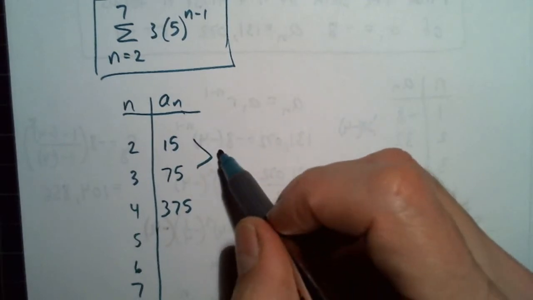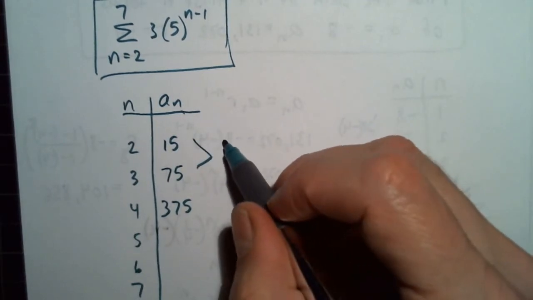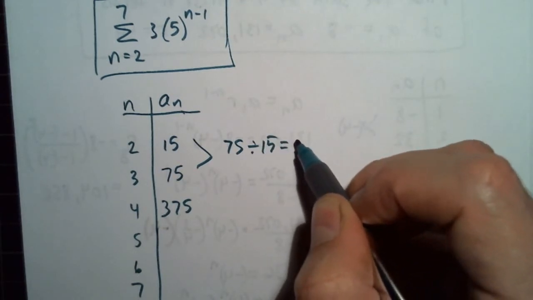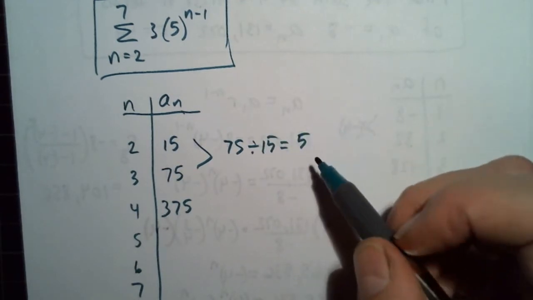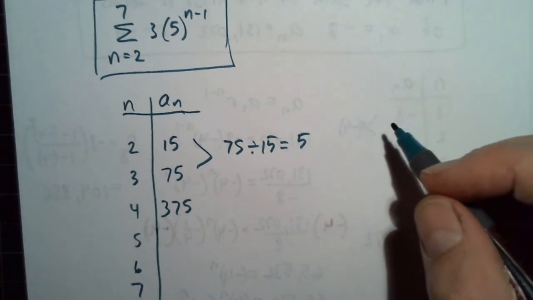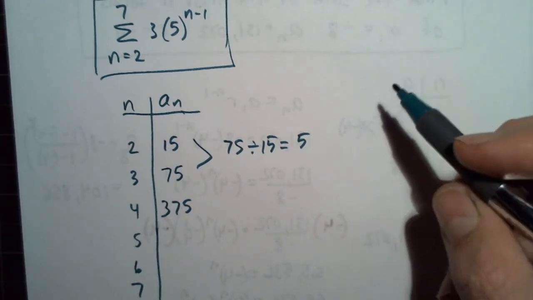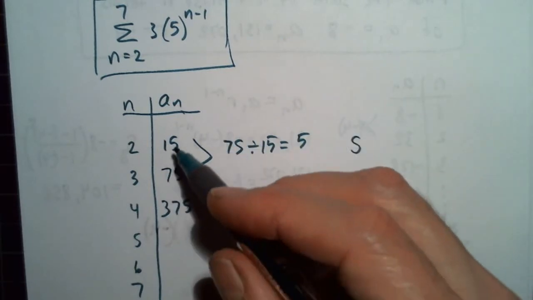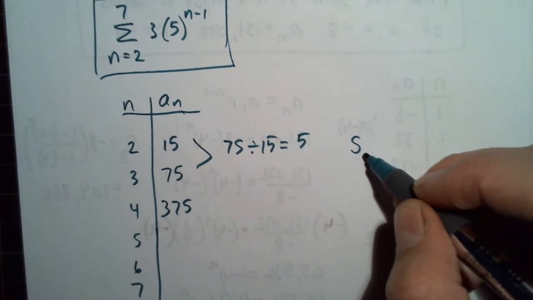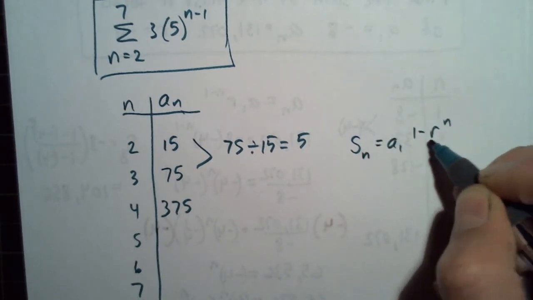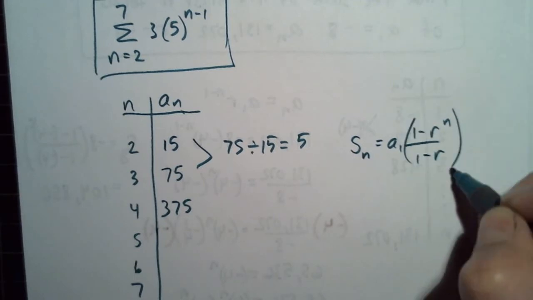But all we need to do is look at this, and that's going to be 75 divided by 15 equals 5. So we know the common ratio. And let's look at what we need for the sum. We know we want to add all these up. Sn equals a1, 1 minus r to the n over 1 minus r.